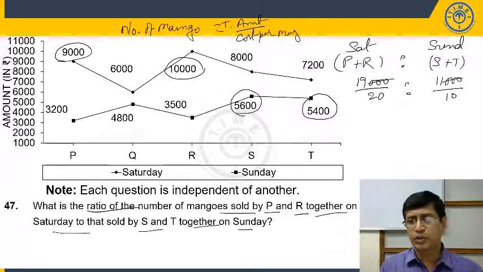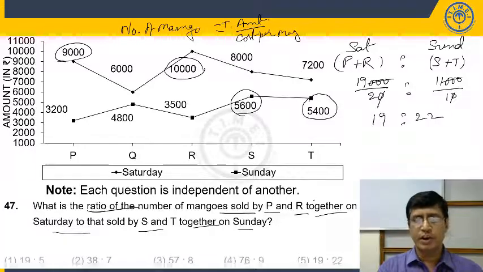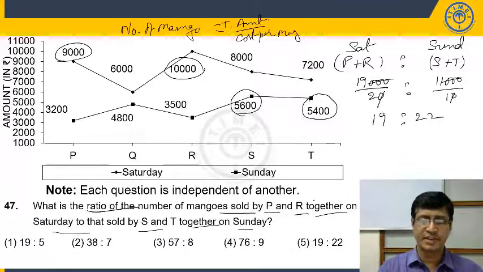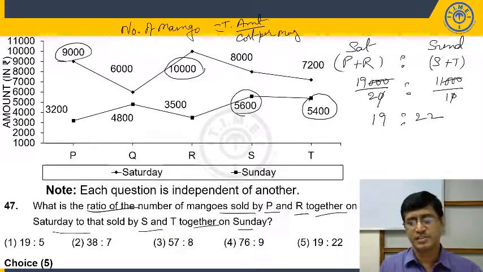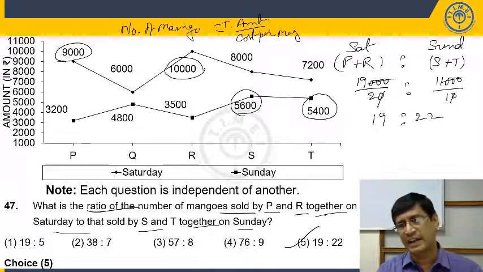Zeros to zeros we can cancel on either side, in the numerator and the denominator also we can cancel the 0 to 0. Then what is left here? 19 is to 22. 19 is to 22. Right choice option? Yes, you are right. It is the fifth choice. Choice number 5 is the answer for this example.